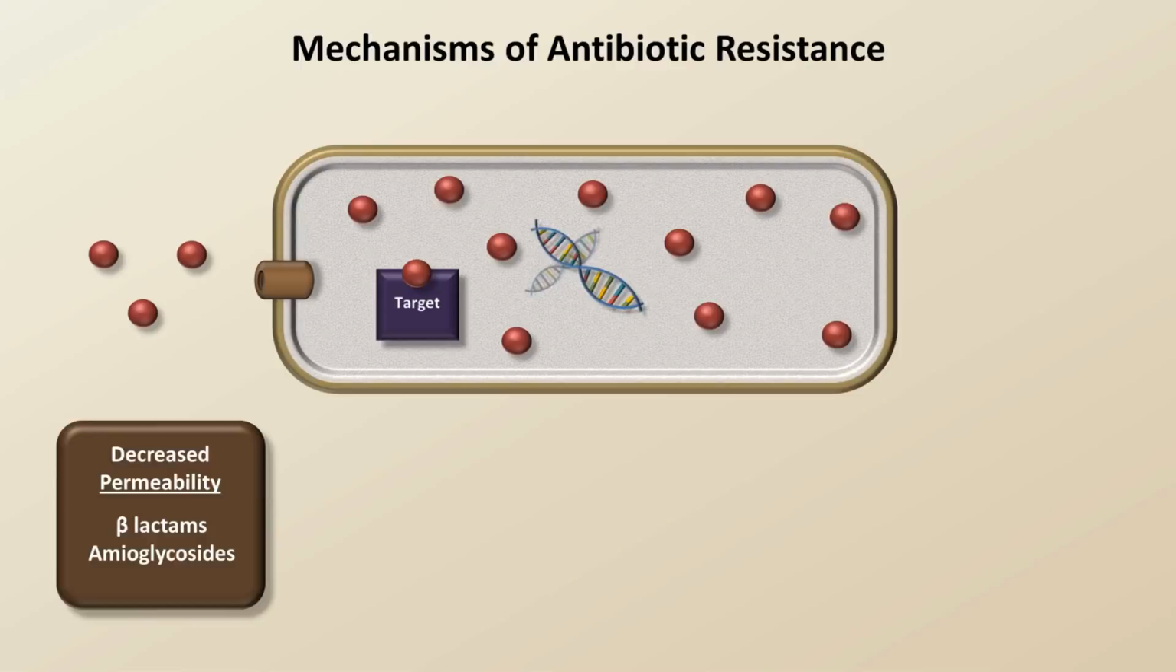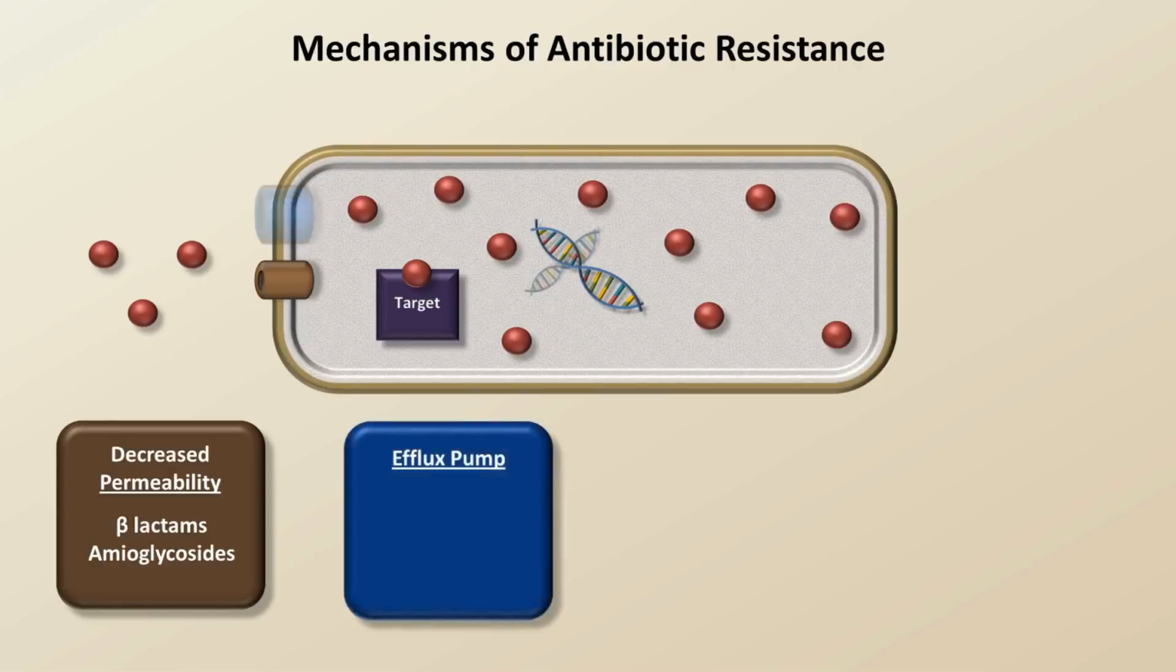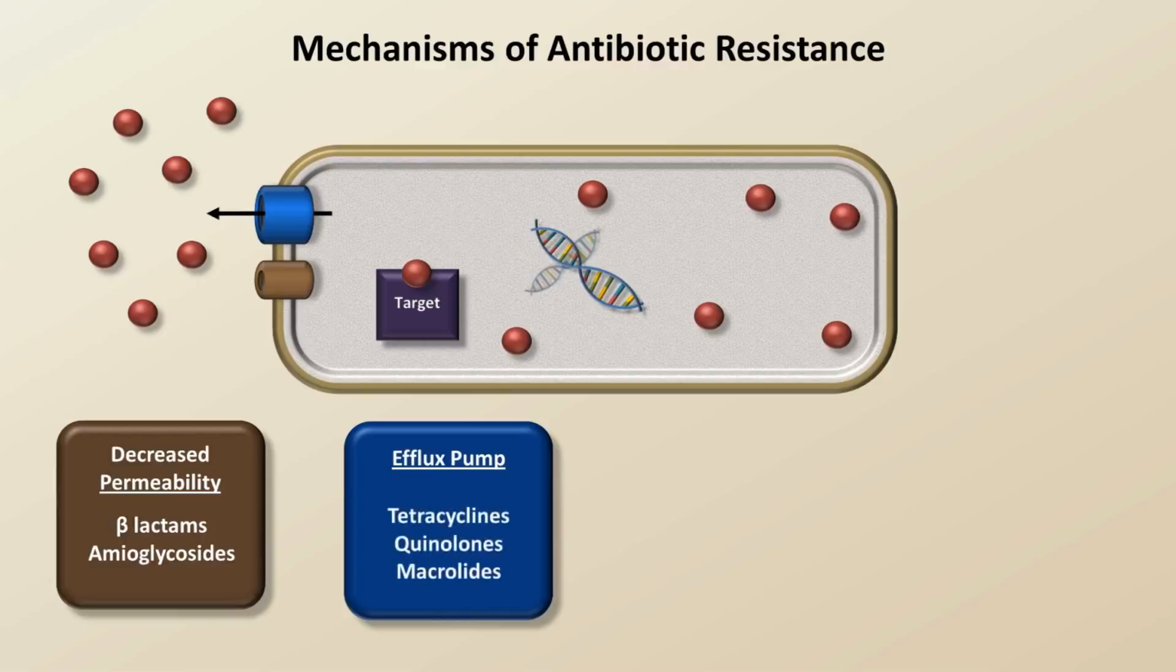A different alteration with similar effect is the production of another transmembrane protein which acts as an efflux pump to actively move antibiotic back out of the cell, thus keeping the intracellular concentration of antibiotic relatively low. This is commonly seen with resistance to tetracyclines, quinolones, and macrolides. Some efflux systems are specific for a single class of antibiotic, while others work on multiple different classes.